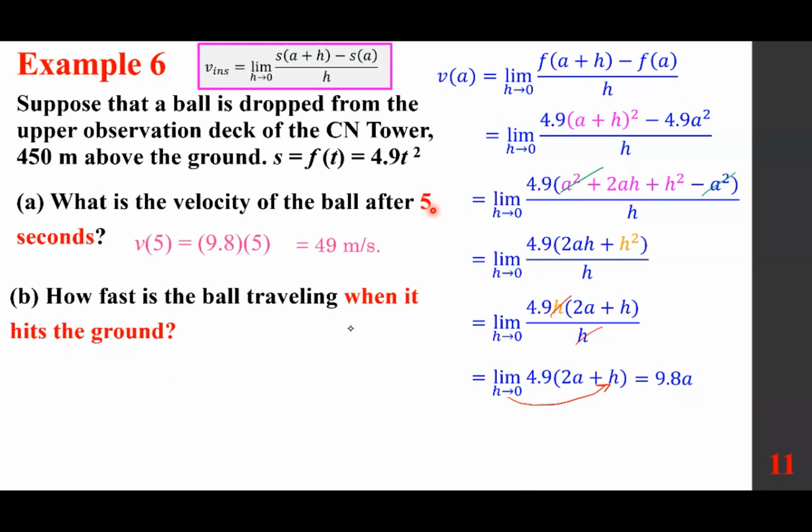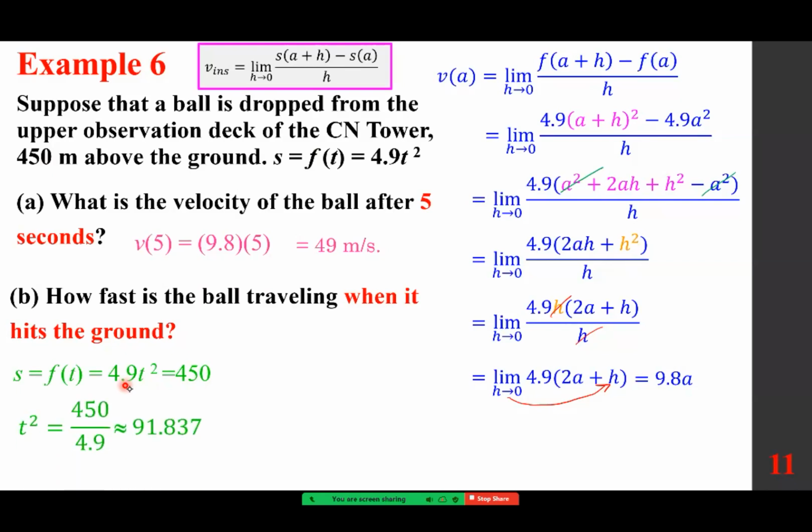So what about this case? First, we have to figure out how long it takes for the ball to hit the ground. If the formula f of t, or s, is 4.9 t squared, it has to cover 450 meters, so set it equal to 450. If it covers 450, you divide by 4.9, it gives you t squared. You use a calculator. t is plus or minus the square root of 91.837, and we just keep the positive one. Please understand this has two answers, positive as well as negative. We just keep the positive for the sake of time.